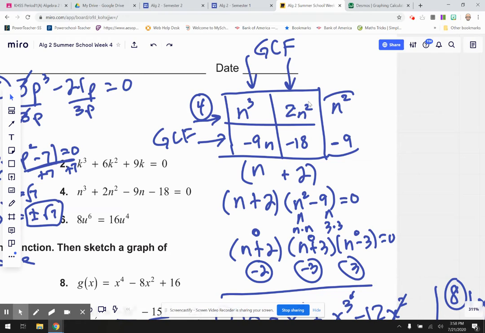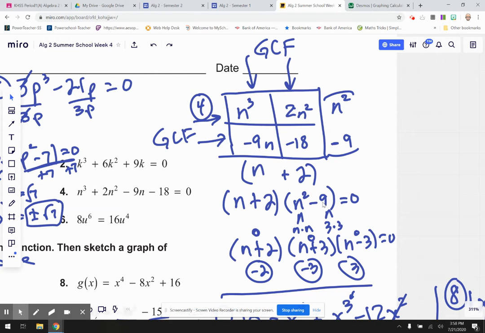Going across the top, they have at least 2 n's. This one's got 3 n's, this one's got 2, so they both have at least 2. And going across here, they both have a common negative, and you can divide them both by 9. So n squared minus 9 is one parentheses, and n plus 2 is your other one. So this one you would just bring down with a negative 2. That's one solution. What would make it 0 is a negative 2. Negative 2 plus 2 would be 0.